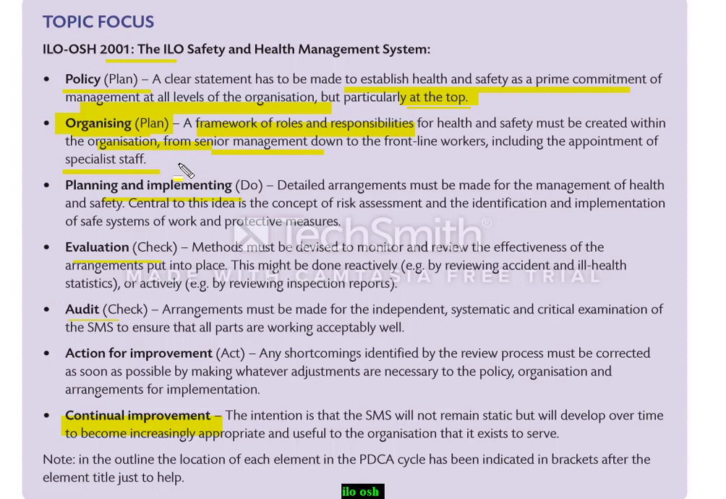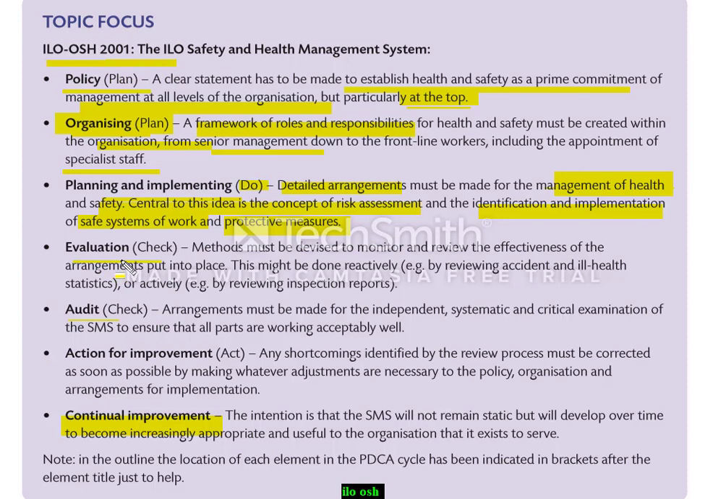These plans are implemented in the do phase. You know about the PDCA cycle: plan, do, check, act. In the do phase we are planning and implementing these tasks. Detailed arrangements must be made for the management of health and safety, and safety is central to the concept of risk management. We consider risk assessment the prime phase, with identification and implementation of safe systems of work and protective measures. So planning and implementation is also a critical part of ILO OSH 2001.